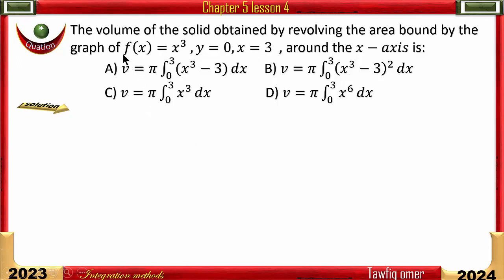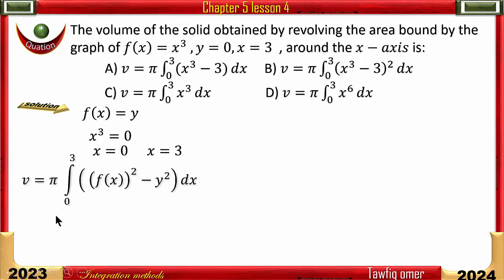So we must equal f of x with the y, or solve these two equations. f of x is equal y, so x cubed is equal 0, then x is equal 0. This is the other side of the interval. So the interval is from x equals 0 to 3.